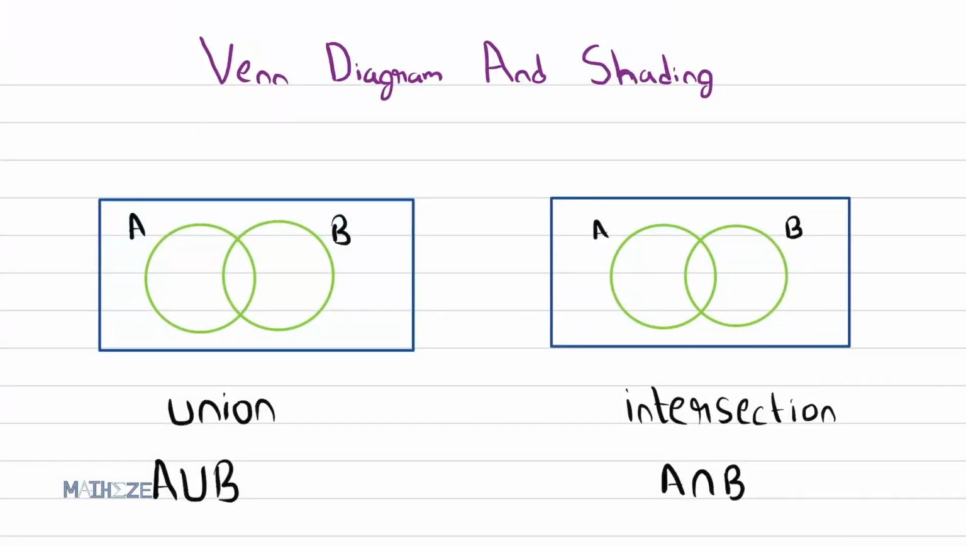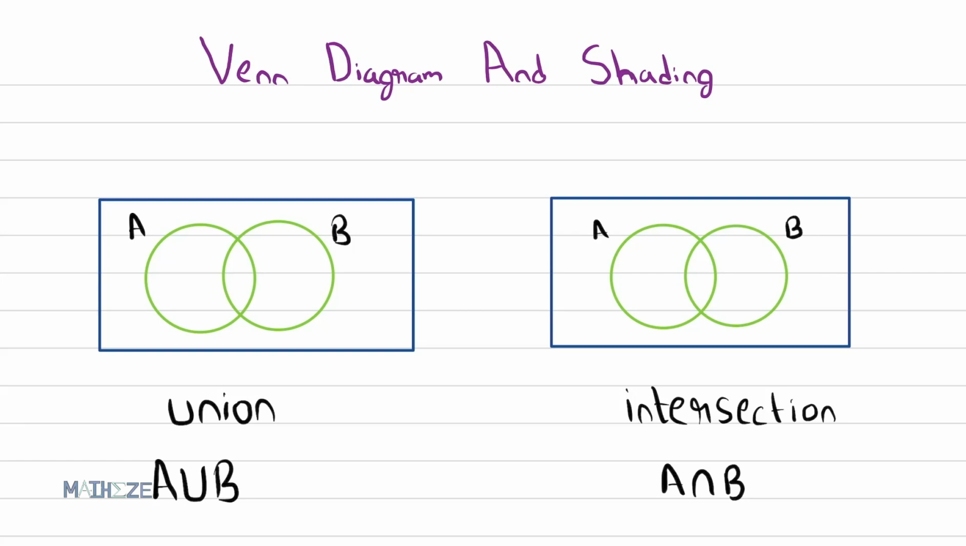Hi guys, so far we have covered introduction to sets and all questions related to introduction. In today's lesson, I'll be starting with Venn diagram and its shading. So let's begin. First of all, let's recall what's union?